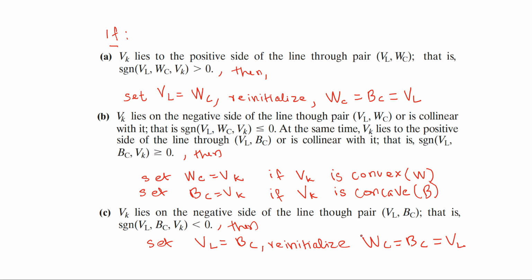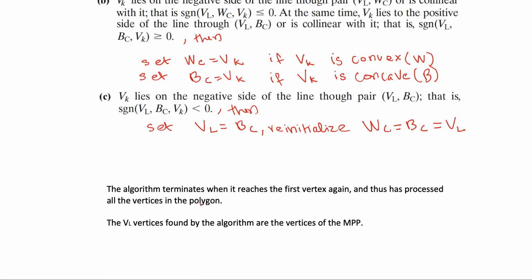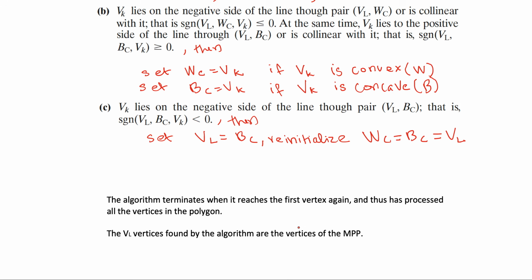So we have to check each and every point in the list in each iteration, and finally the algorithm terminates when it reaches the first vertex again and thus has processed all the vertices in the polygon. The VL vertices found by the algorithm are the vertices of the MPP. So these are the steps involved in the MPP algorithm.